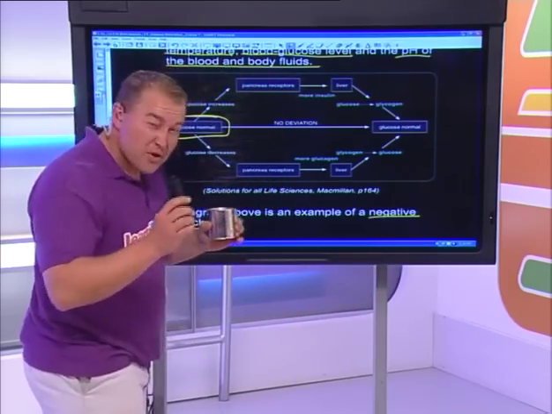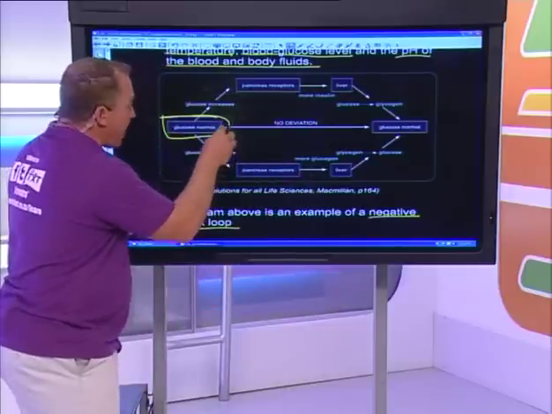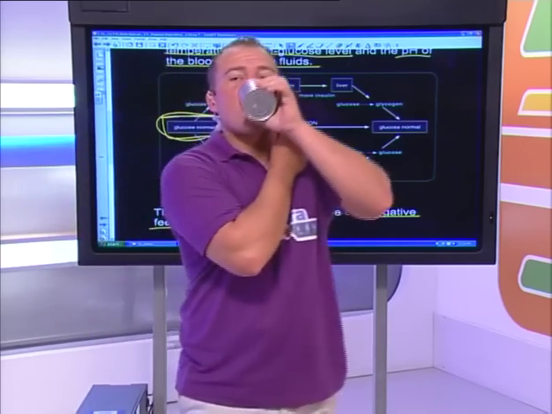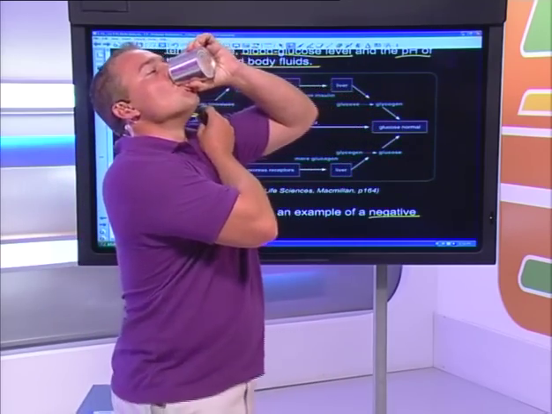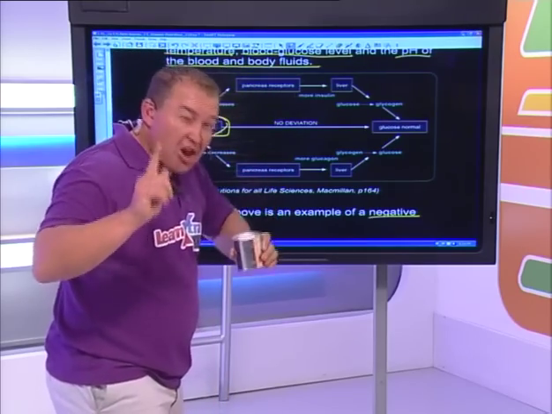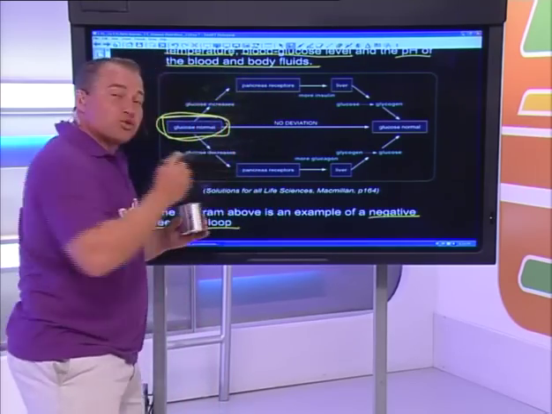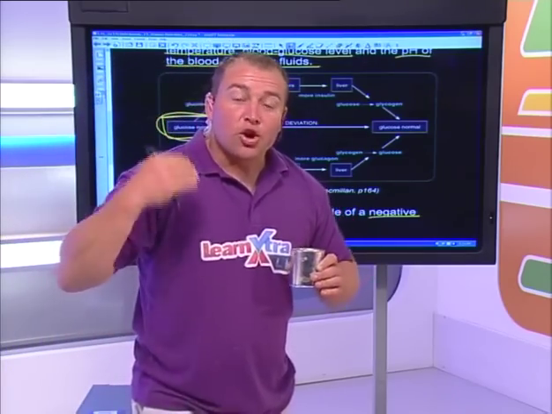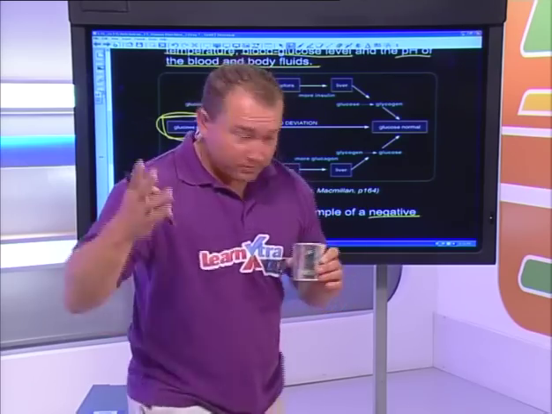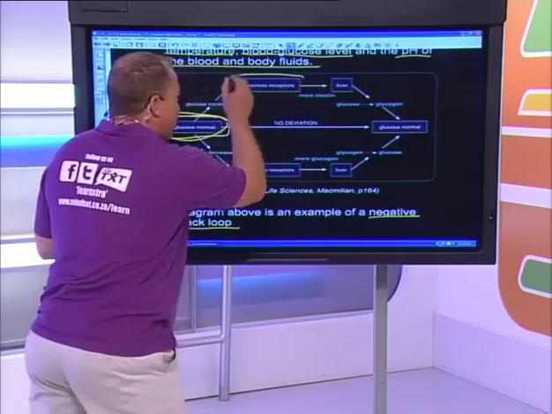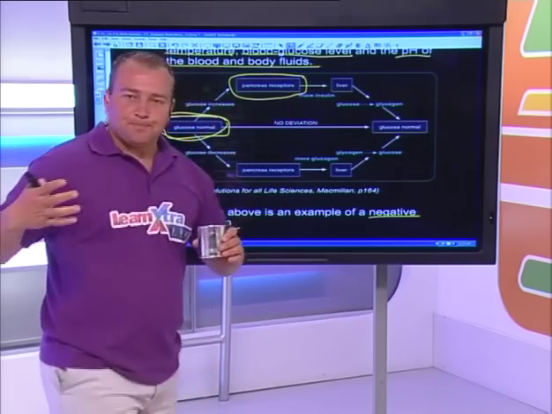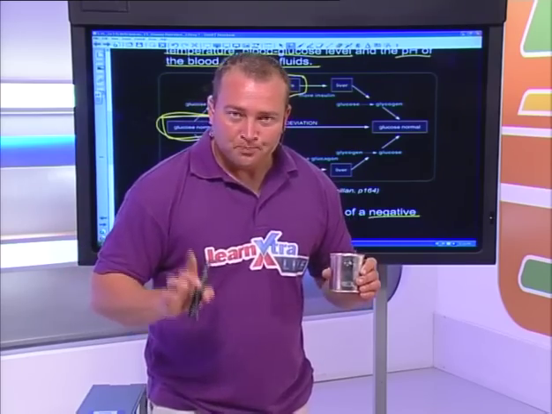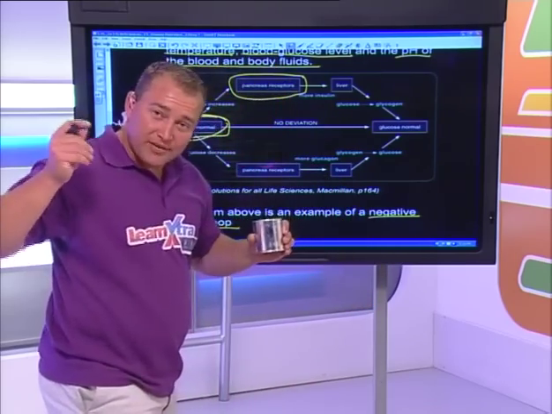Okay. That's very sweet. Normal sugar level, that's where I am at the moment. Am I right? If glucose increases, that's a lot of glucose. If the glucose levels increase, it becomes poisonous to my body, because a lot of glucose is actually very, very poisonous for us. So the pancreas receptors pick this up and say, hold on, bud. There's too much sugar in your body. It sends a signal to the liver.